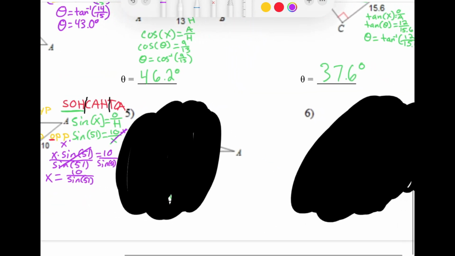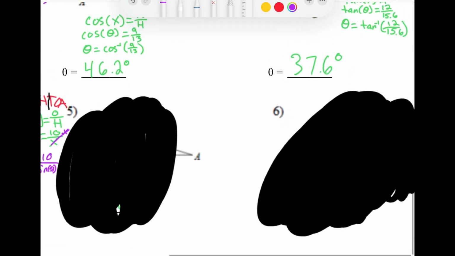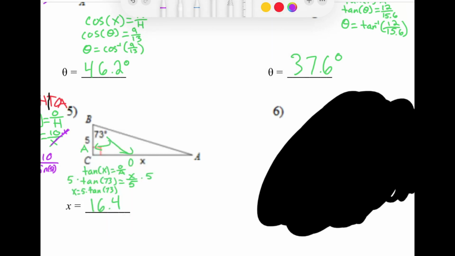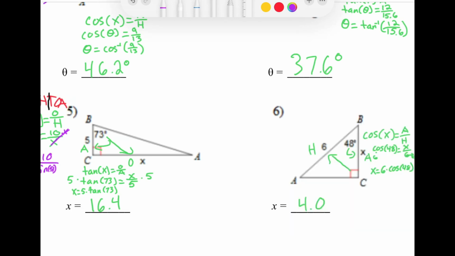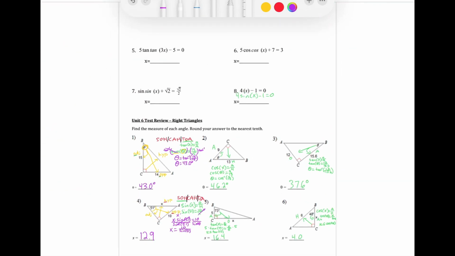If you will, pause the video and attempt 5 and 6 now. For number 5, you should have gotten 16.4. If you need to, pause the video and look through my work if you need it. Number 6, you should have gotten 4.0. Moving on.